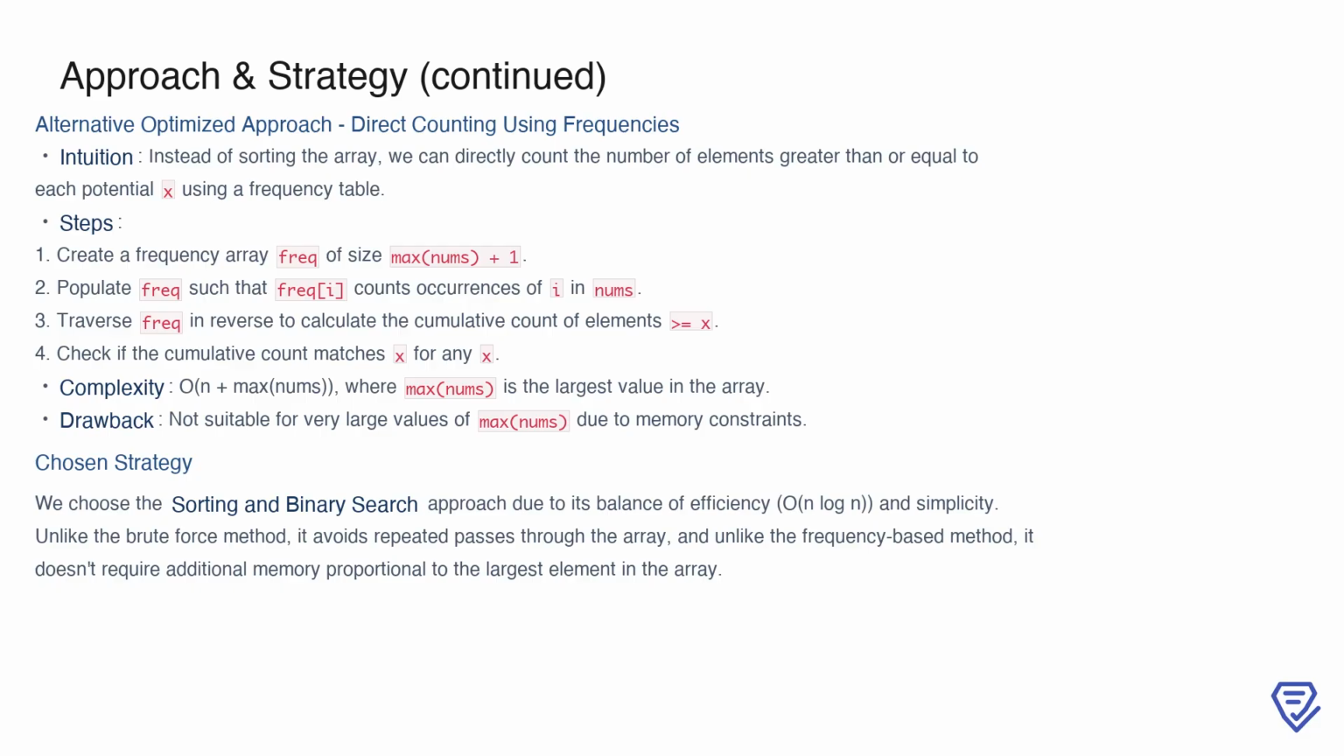This allows us to check whether the cumulative count equals x for any candidate value. While this approach has a complexity of O(n + max(nums)), it can be faster than sorting for certain cases. However, it comes with a drawback: the memory usage depends on the largest value in the array, which can be problematic if max(nums) is very large.